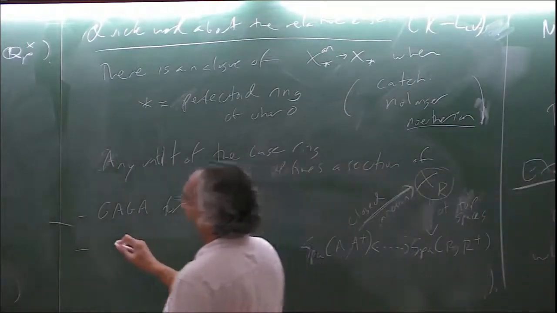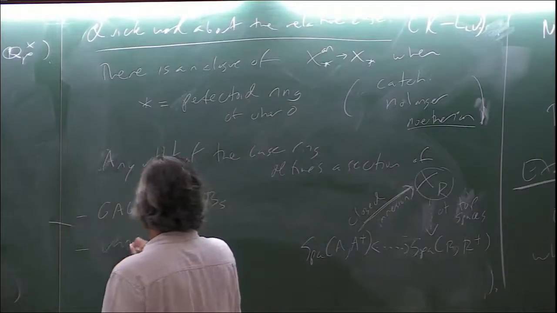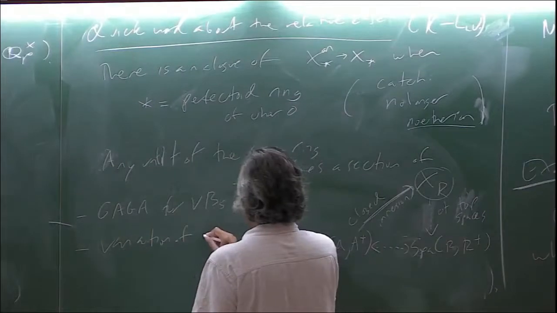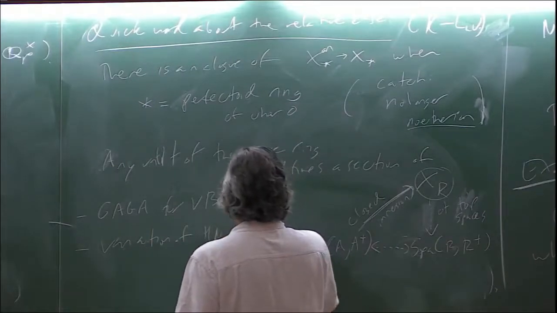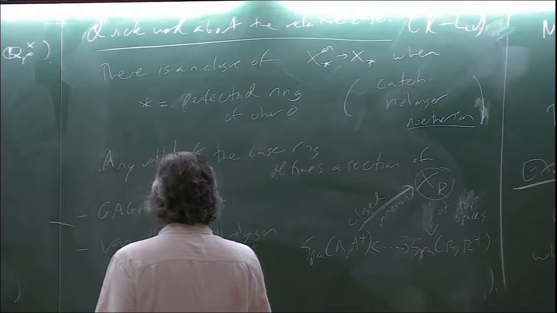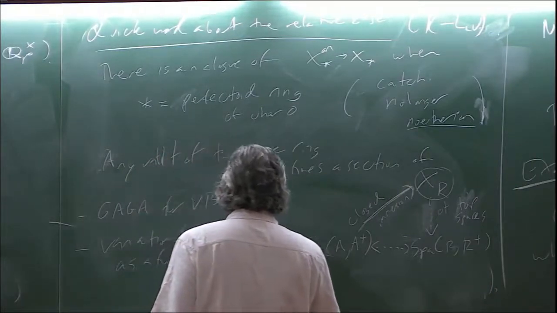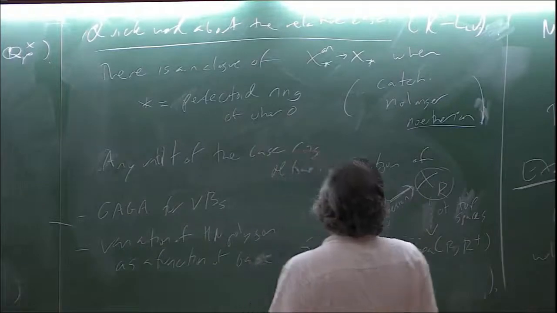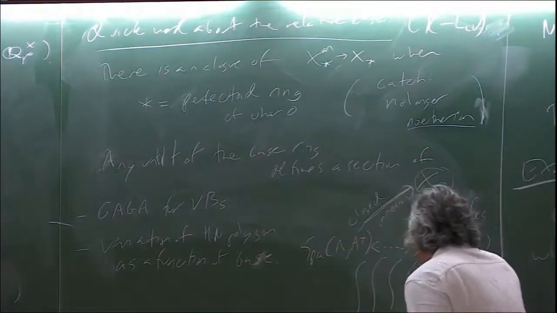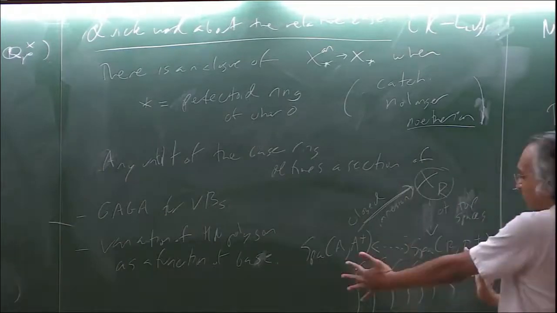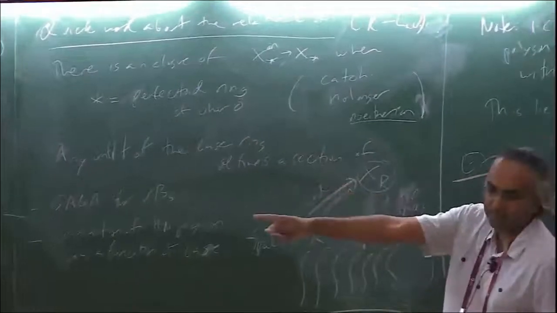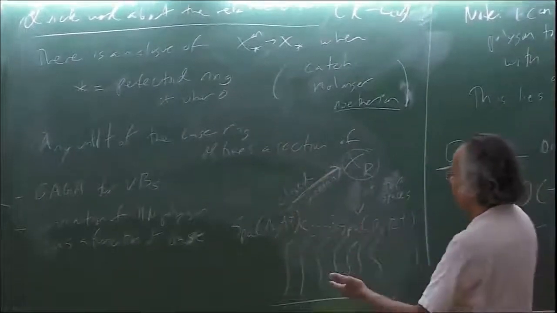You can talk about, if you have a vector bundle on a relative curve, the variation of the HN polygon as a function of the base. Say you have this picture of relative curves over some base. If you have a vector bundle on this total space, you can restrict it to any fiber and you'll get some polygon. And so you can ask, how do these polygons behave?